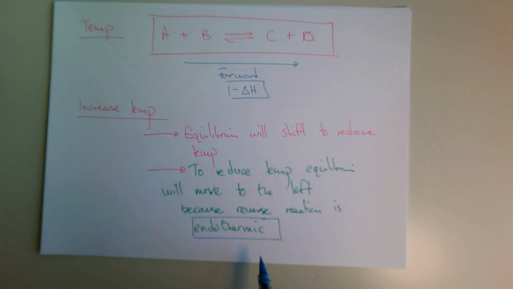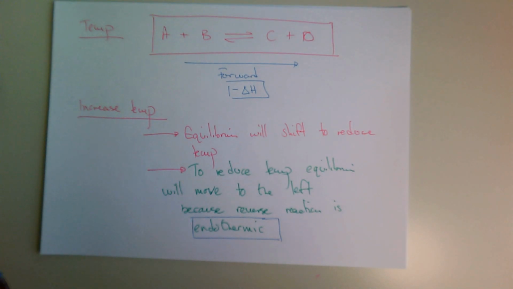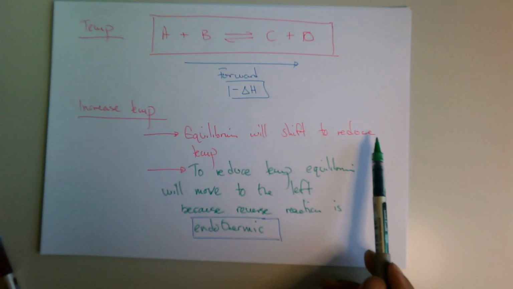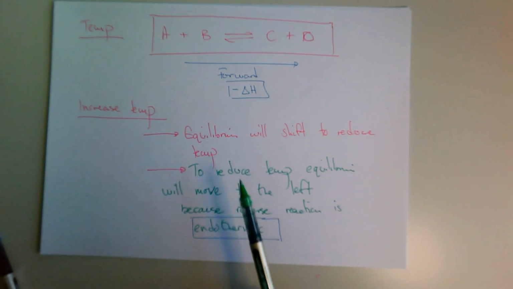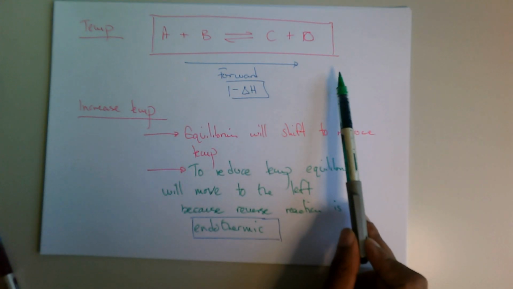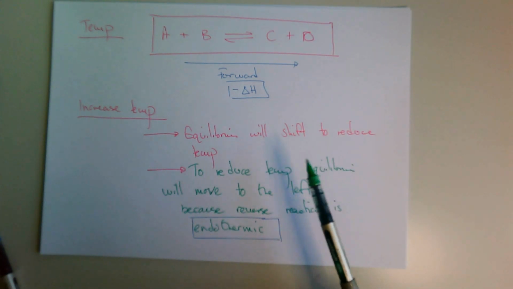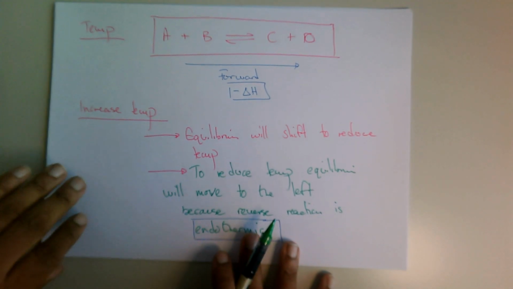Now, if you learn the increase in temperature, you can then do the opposite for reducing the temperature. If you reduce the temperature, equilibrium will shift to try and increase the temperature. Increasing temperature happens when there is more exothermic reaction, so therefore the forward reaction is encouraged, and you'll get more products being produced because the forward reaction is exothermic. And those are the changes that happen when you change temperature.